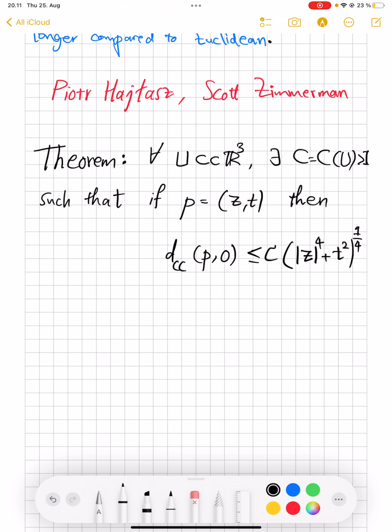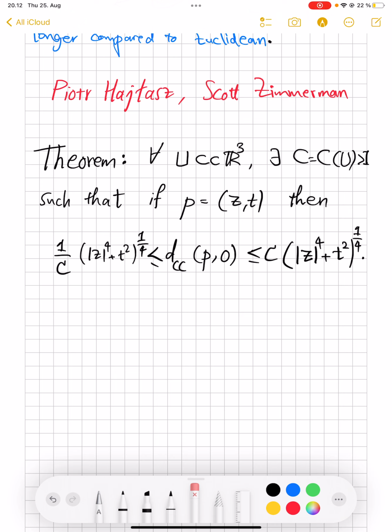So the Carnot distance is no more than this number. On the other hand, there is also this one that says, okay, same value to power 1 over 4. In other words, these two quantities are bi-Lipschitz comparable, which is great. So the same value on both sides, and only up to this constant they are comparable, and the constant is universal.